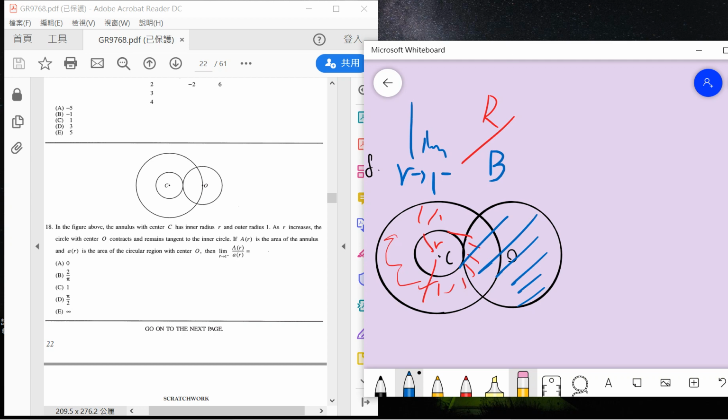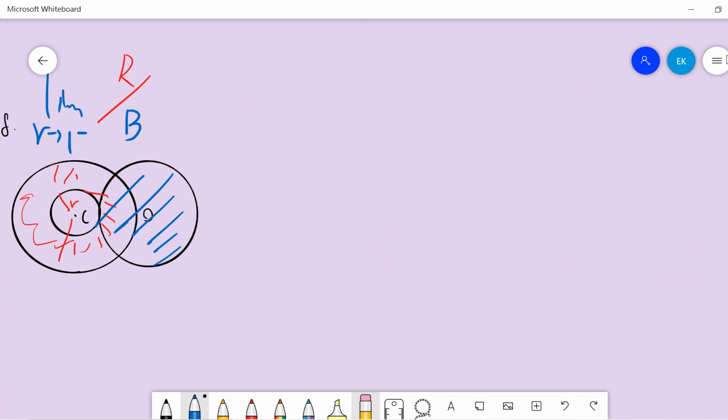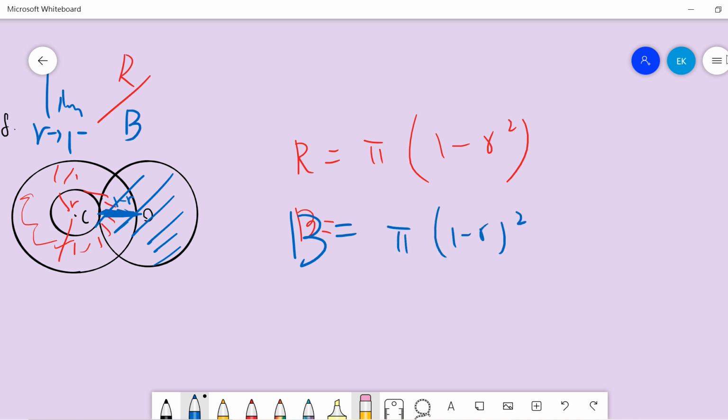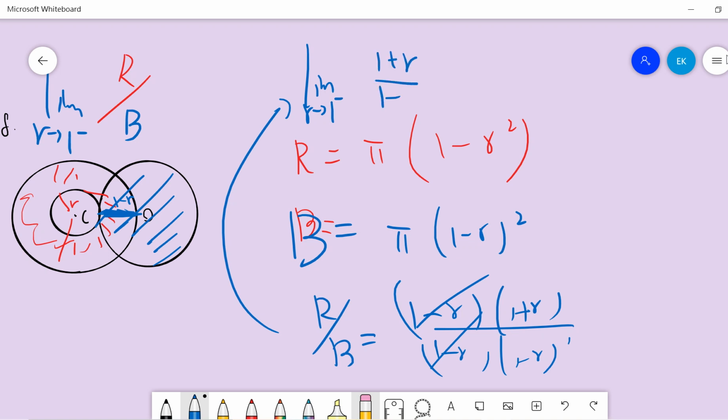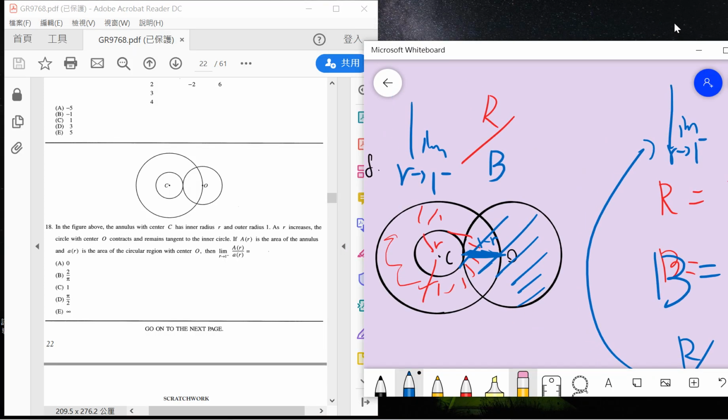Okay, so let me compute. The red is just pi times (1 minus r) squared, and the blue, I should use blue, right? Blue has radius 1 minus r, so pi times (1 minus r) squared. So r divided by blue is (1 plus r)(1 minus r) over (1 minus r)(1 minus r). Cancel this, and use the limit as r goes to 1 from below: 1 plus r goes to 2, and 1 minus r goes to 0, so it's plus infinity. So the answer is E.